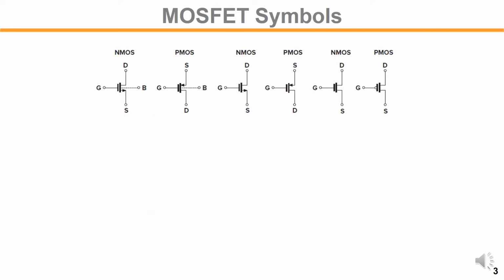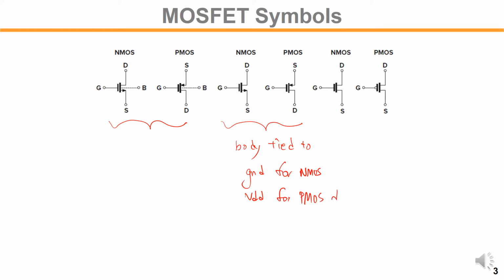These are examples of the variety of symbols that represent NMOS and PMOS devices. So you need to be comfortable with those symbol notations. The arrow notation is shown in here with the body connection. Without the body connection here, we assume that the body is tied to GND for NMOS, VDD for PMOS device.